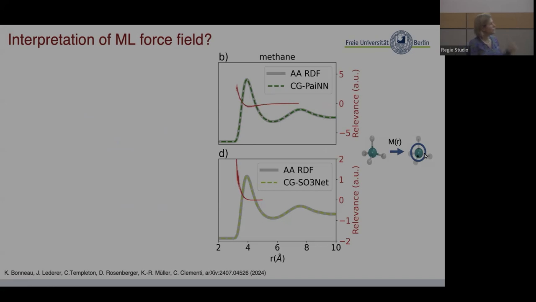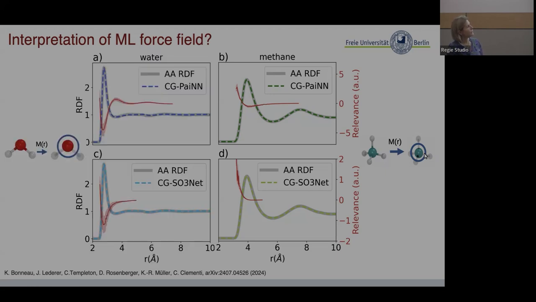First, we did it on liquids to see how it works. So we took methane, and we coarse-grained methane from its atomistic form to the central atom. We did it with two different neural network architectures, PaiNN and SO3net. They are very different architectures. They're both equivariant, but they're different. And if you extract the two-body interactions, it's basically the same. It's just a repulsive wall.